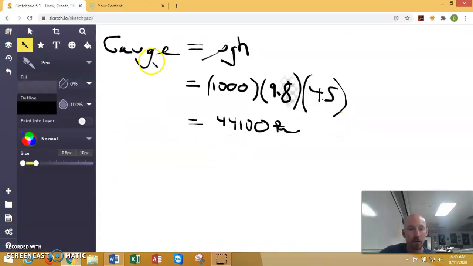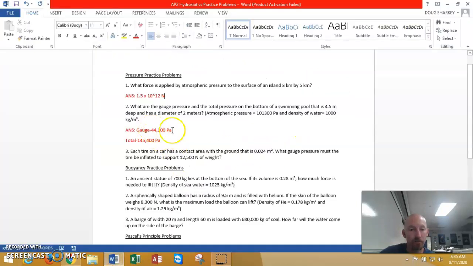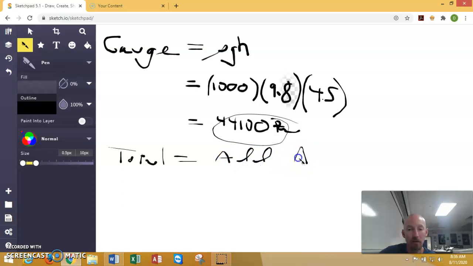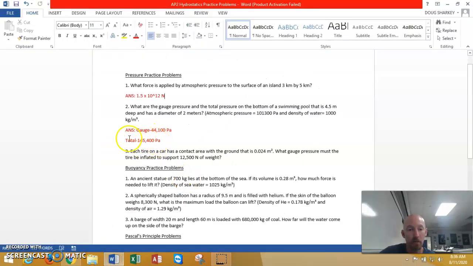So to do this, gauge pressure is rho g h. Rho, of course, is density of the fluid. So there's 1,000 for water times 9.8 times the depth of the pool, and 44,100 is your gauge pressure. To get total, you take your gauge pressure and then you add atmospheric pressure to it, and you get a much bigger number. And there you go. Done.